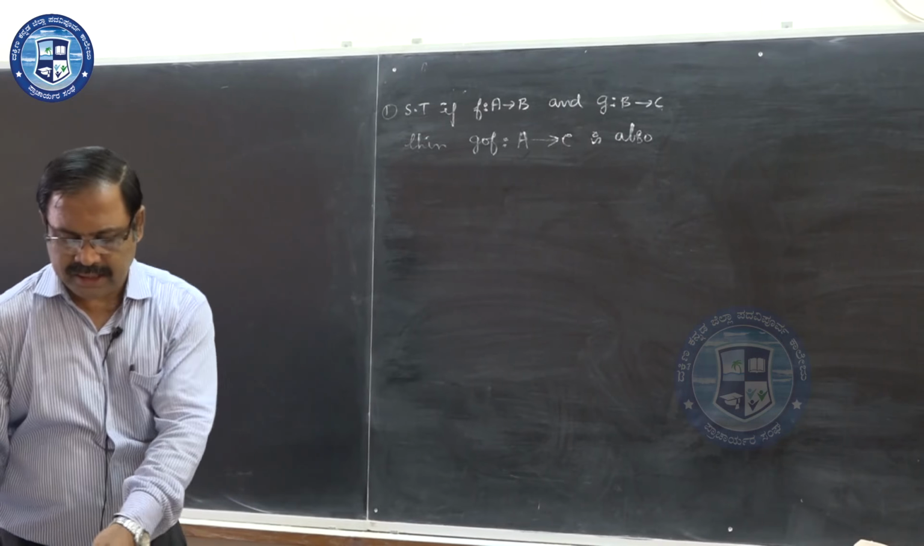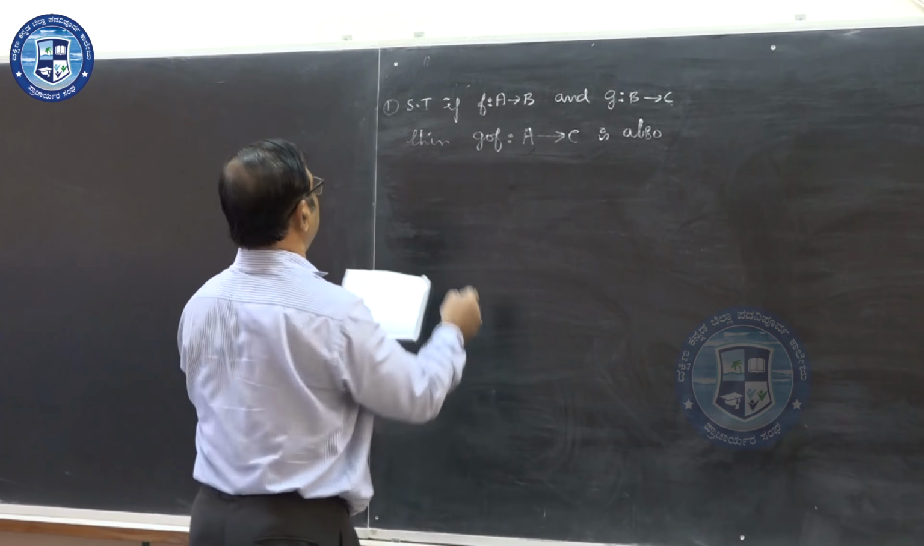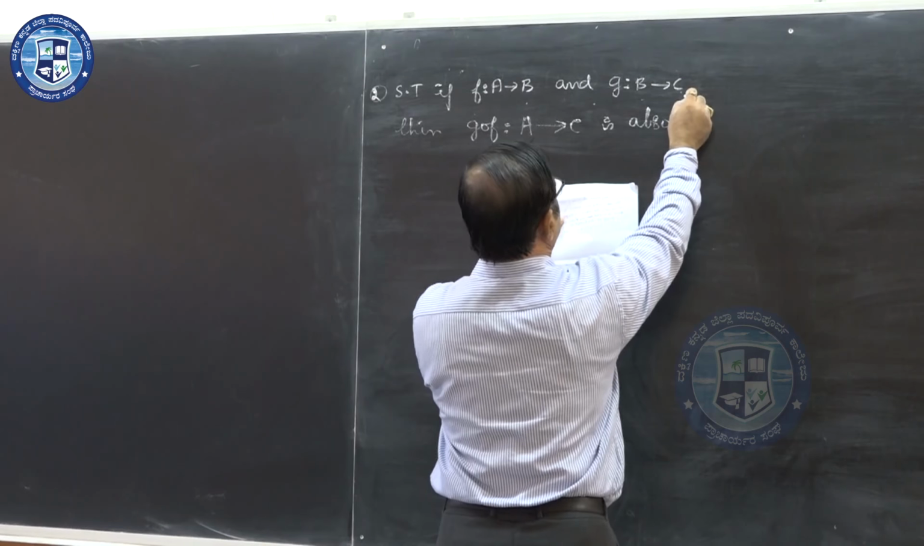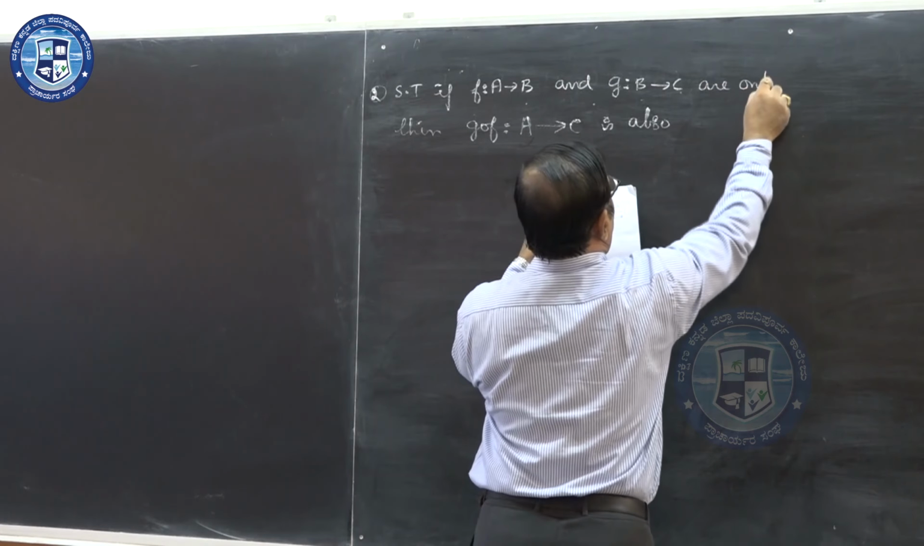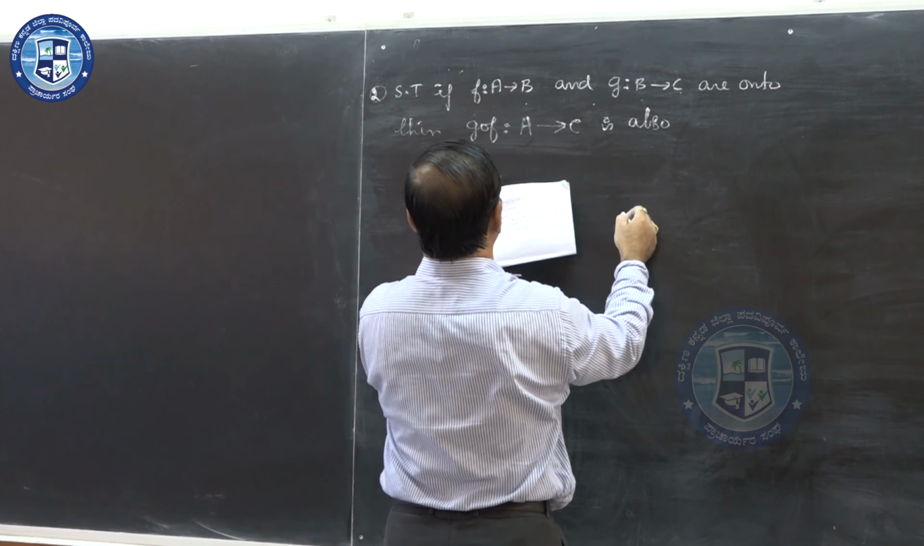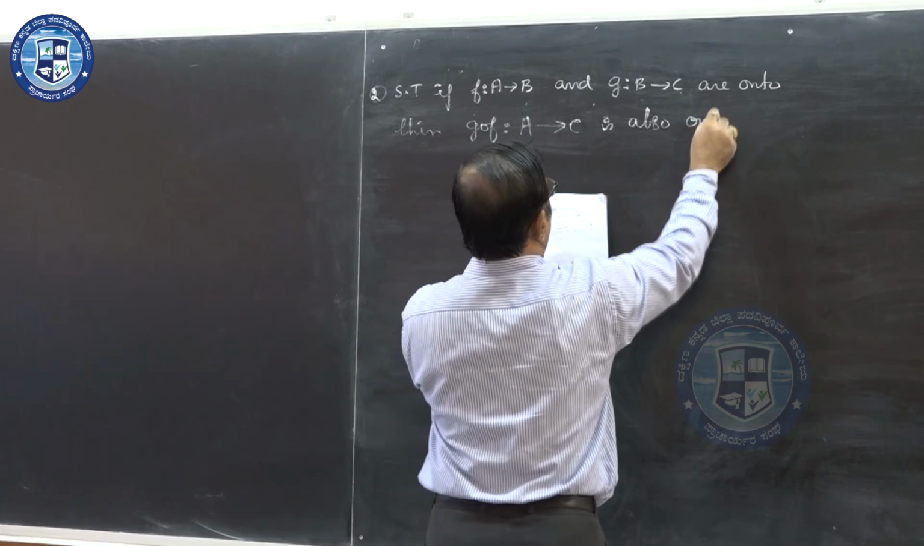One more question. Show that if f from A to B and g from B to C are onto, then g composite f from A to C is also onto.